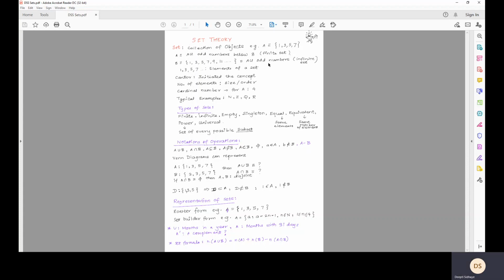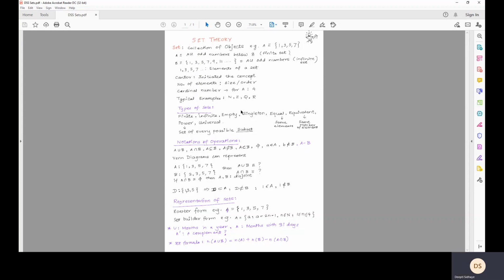Now, set theory was initiated by Cantor, and it has proven to be a very vital component in logic, etc. Typical examples of sets could be the set of natural numbers, set of integers, set of rational numbers, set of real numbers, etc.